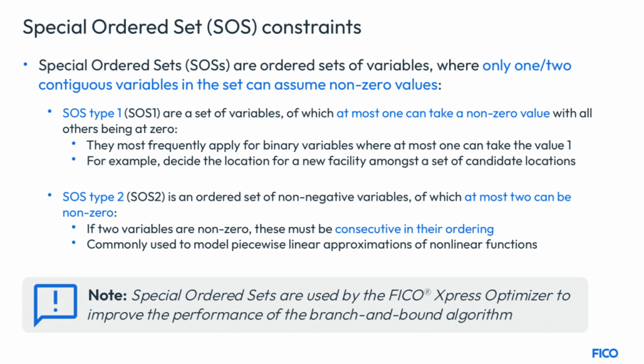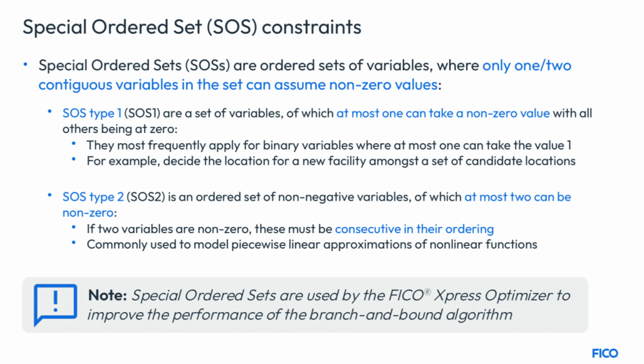In Type 1 sets, at most one from a set of variables can take a non-zero value, with all other variables being at zero. They are commonly used in problems with binary variables, where at most one can have the value 1, such as when deciding the location for a new facility amongst a set of possible locations in facility location problems.